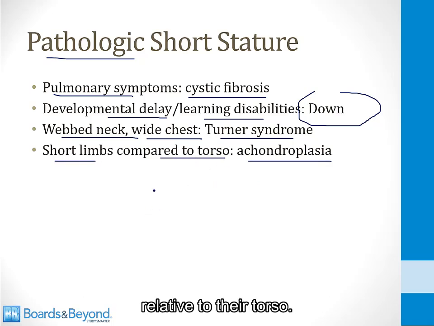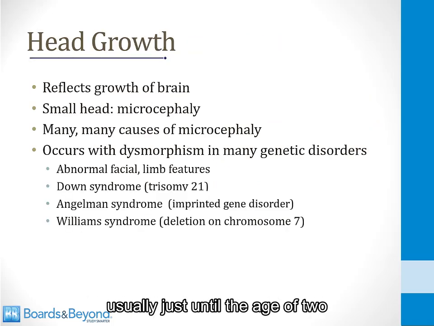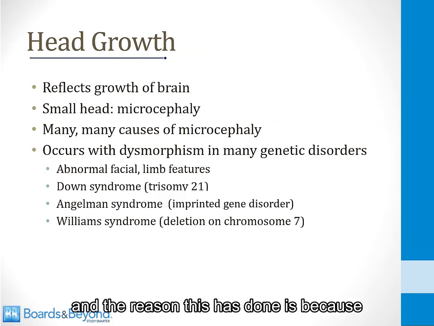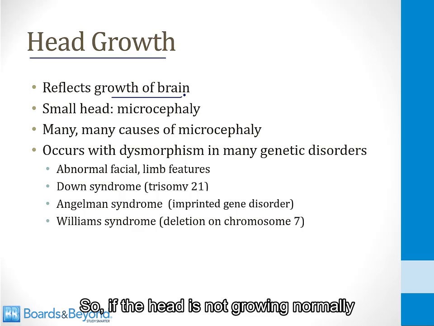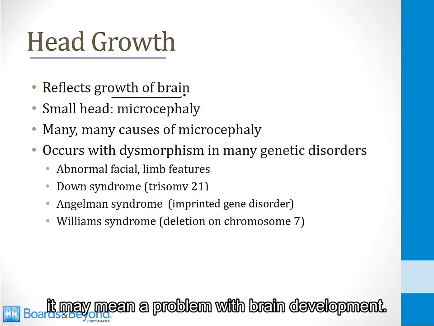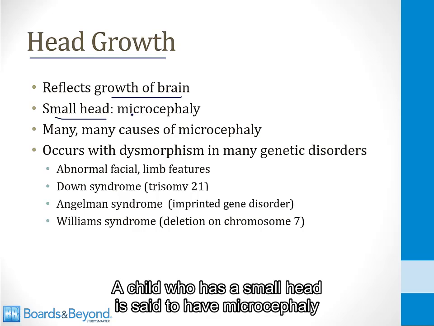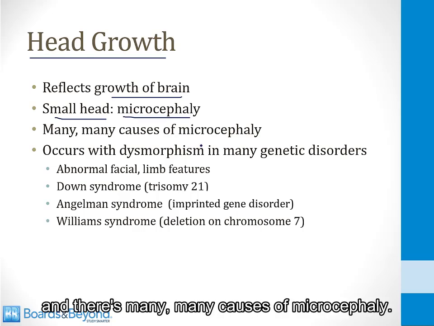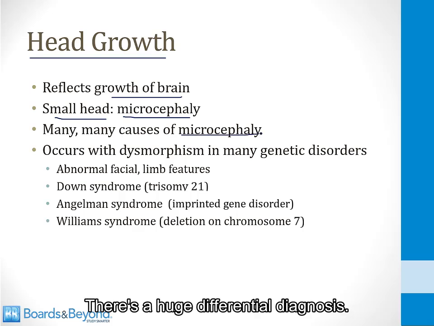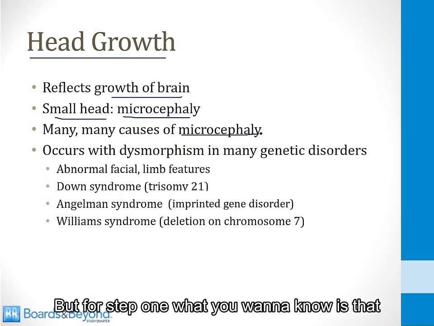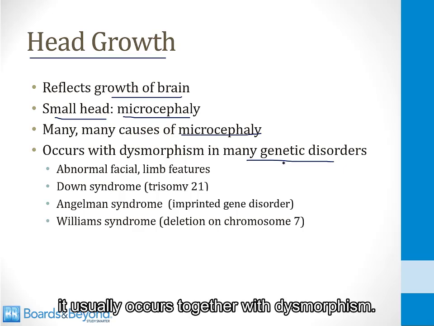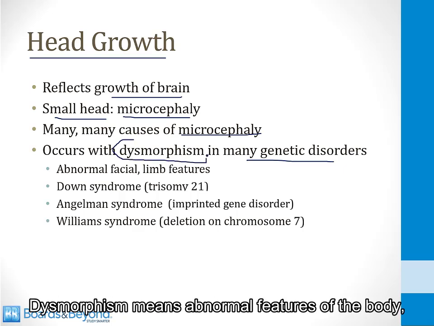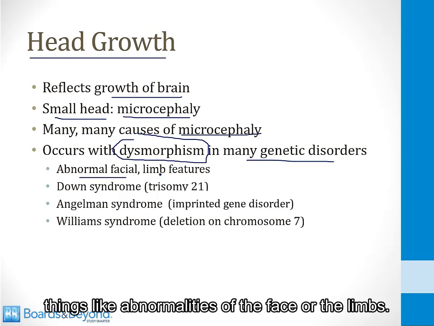Head growth is monitored in children usually just until the age of 2, and the reason this is done is because it reflects growth of the brain. So if the head is not growing normally, it may mean a problem with brain development. A child who has a small head is said to have microcephaly, and there are many, many causes of microcephaly. There's a huge differential diagnosis. But for step 1, what you want to know is that microcephaly occurs in many genetic disorders, and when it does, it usually occurs together with dysmorphism. Dysmorphism means abnormal features of the body, things like abnormalities of the face or the limbs.